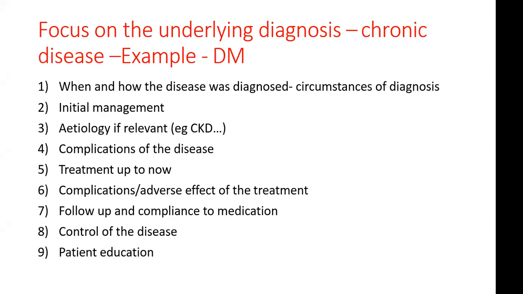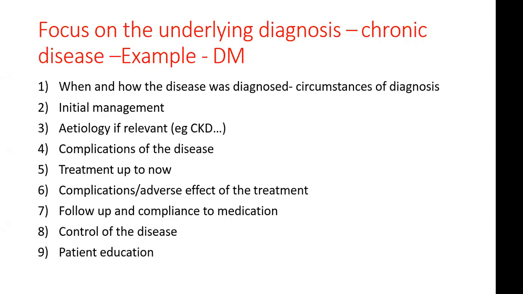First point is, when and how the disease was diagnosed first. So how was this diagnosed? Was it just a routine finding? I'm taking the example of diabetes. Was it a routine finding, or was it found because the blood sugar was high? So that sort of thing, right? When and how the disease was diagnosed.